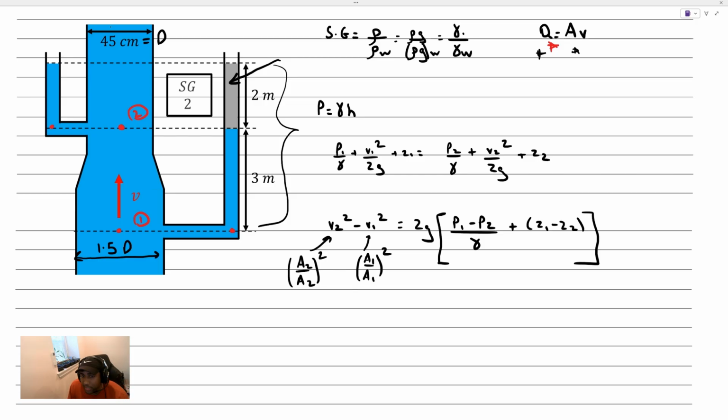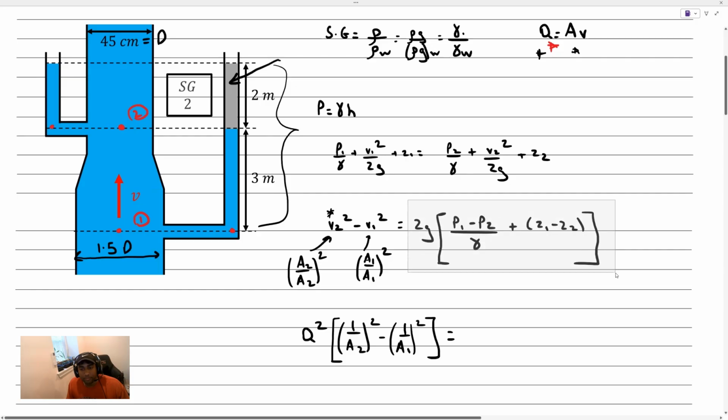what I end up getting is I'm able to see that the flow rate comes into the problem. Like for instance, for this term, I have an A2 times a V2 squared. That's just a Q value, or volumetric flow rate squared. And if I extract that out, what I have is a 1 over A2 squared term here and a 1 over A1 squared term here. I'm going to go ahead and set that equal to the right-hand side term.